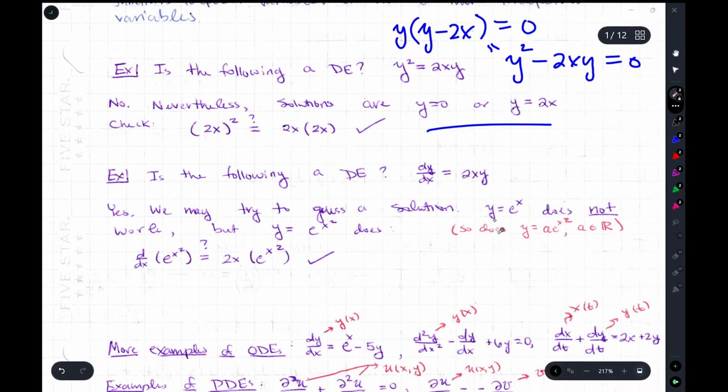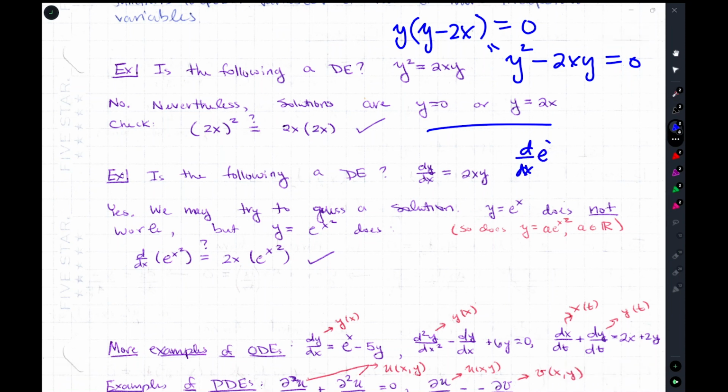And so we do have a differential equation, and you could sort of guess how it would look. We see a derivative and it's proportional to the original function y. So we might guess that it's something like y equals e to the x. But if you plug that in, you get that the derivative is e to the x, and you could see then that e to the x does not equal 2x times e to the x. Okay, so that didn't work out.